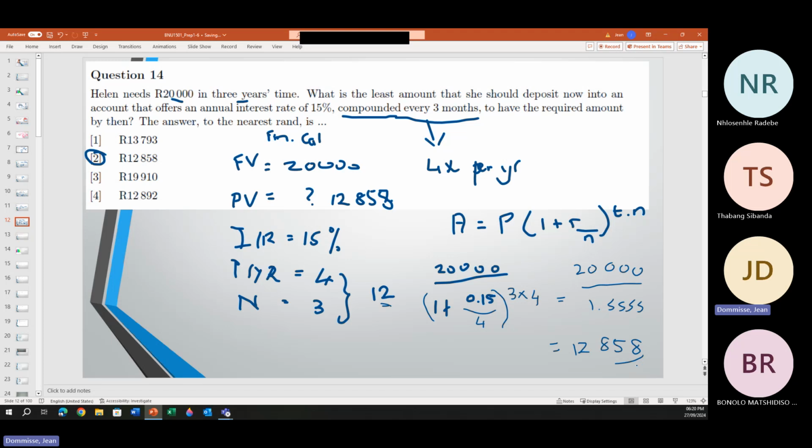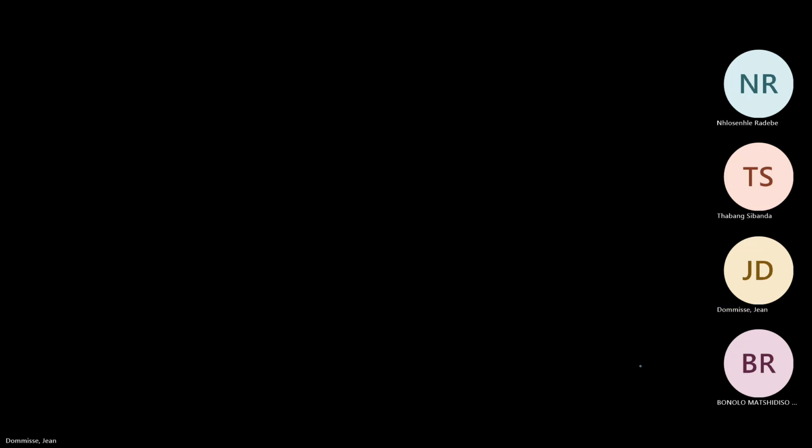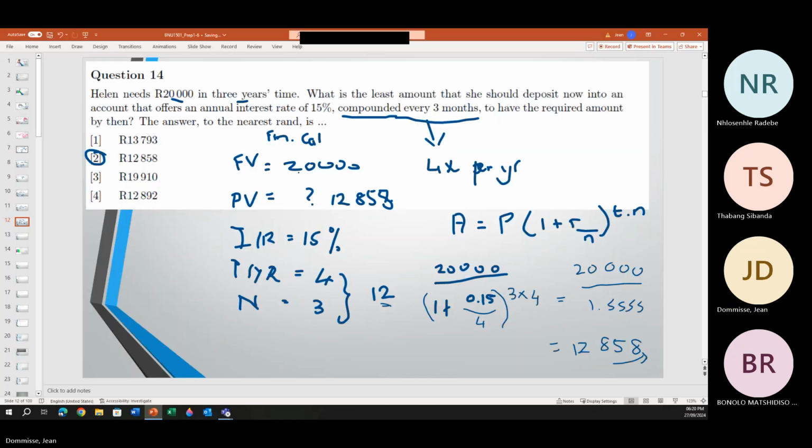Okay, so if we're using the formula or we're using the financial calculator, we do get to the same answer. Okay, so that is also important that you see that. So it doesn't matter which one we used, we get to the same answer.